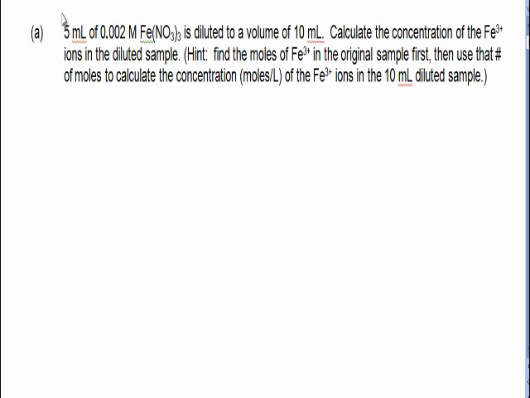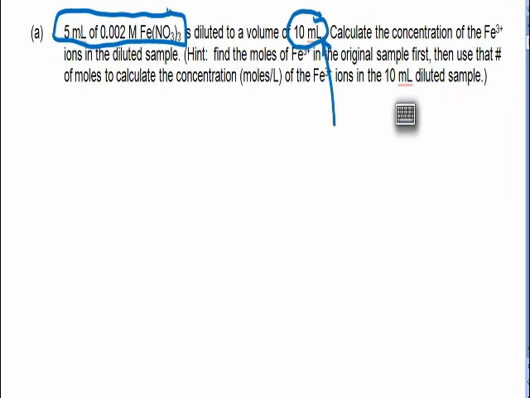Let's take a moment and go through how to do the initial concentration of the solutions in the FeSCN equilibrium lab. The information that we're given is that we're using 5 milliliters of a 0.002 molar ferric nitrate solution, and we're going to dilute the 5 milliliters to a new volume of 10 milliliters. What we'd like to know is what's the concentration of the iron ions once we've diluted them to the volume of 10 milliliters.